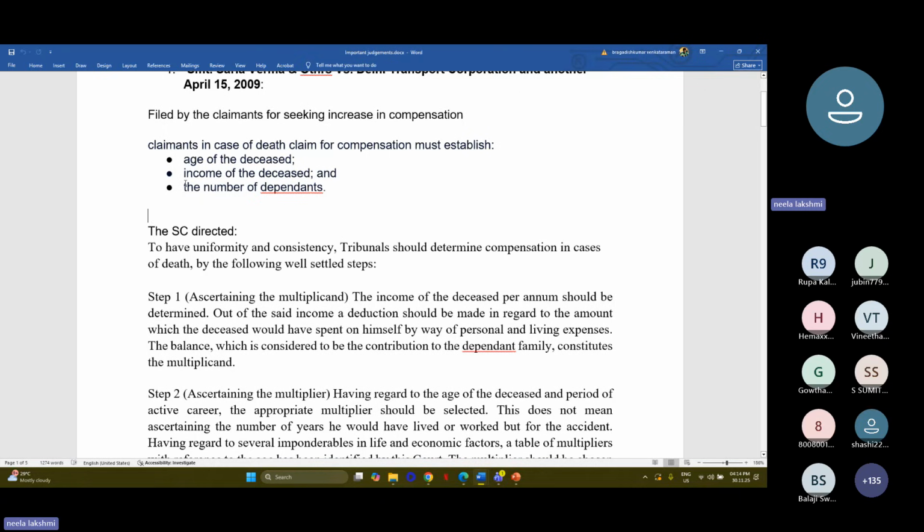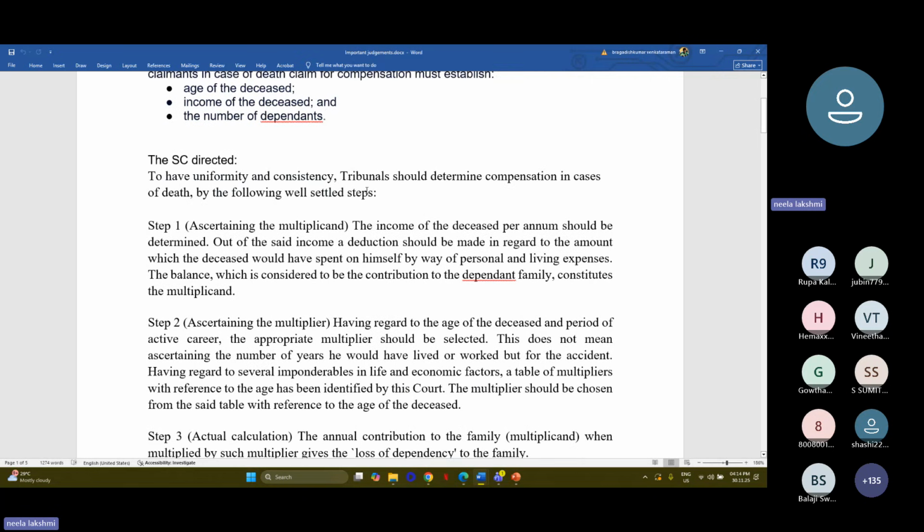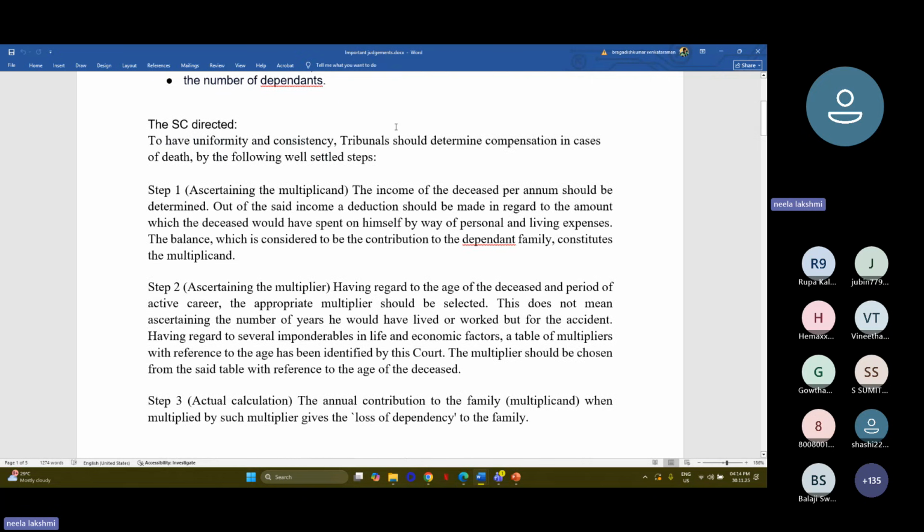Next one, the number of dependents. It also should be produced. We can get it verified through the legal heir certificate. The legal heirs, we can collect the legal heir certificate and cross verify and check them.